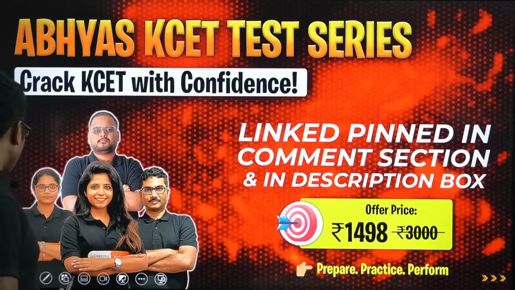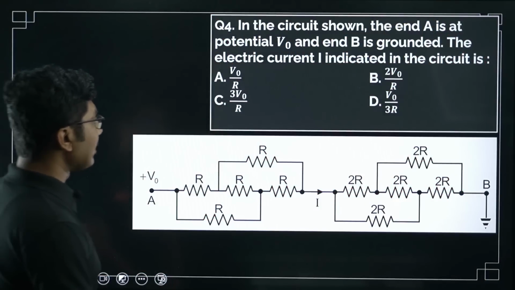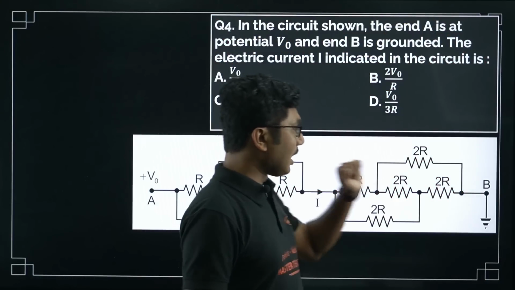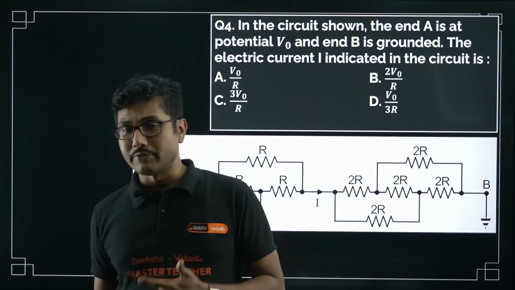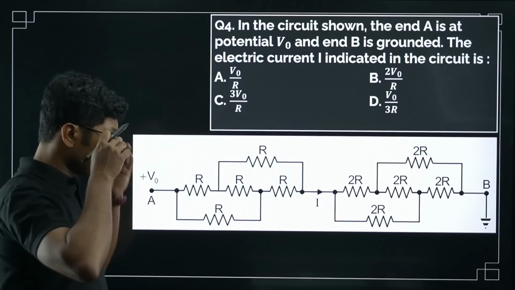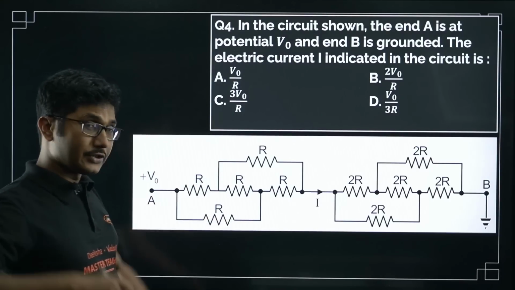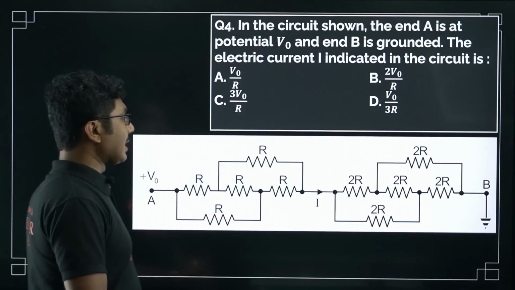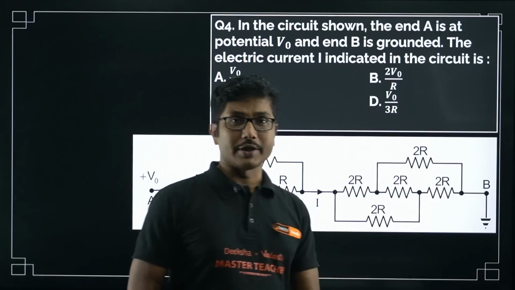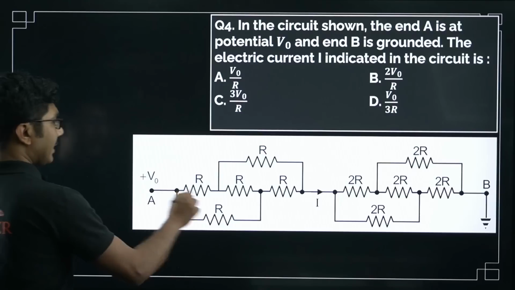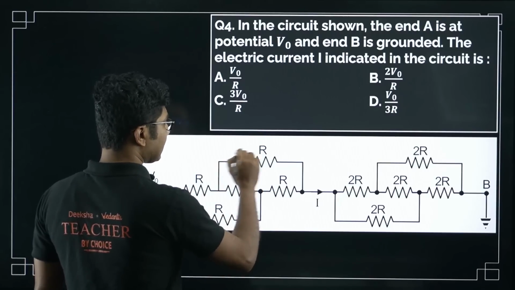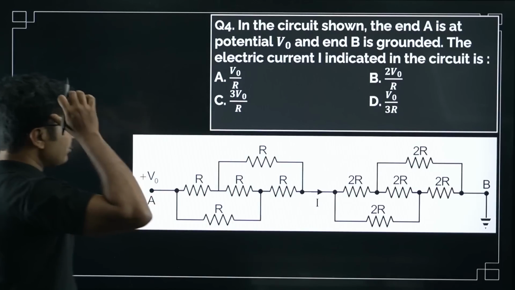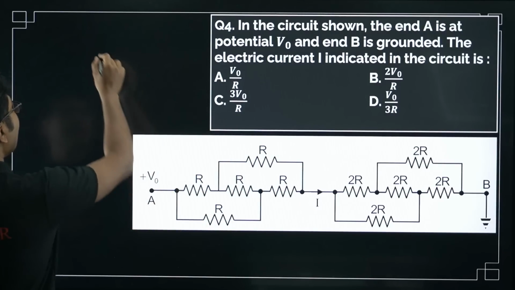Now let's move on to the next question. So this is a very common type of question. I think I took this question from the 2024 paper, but this type of question also came in the past as well. So as soon as you see this kind of structure, one resistor, then one resistor connected like that, another resistor connected like that, you should know that this is nothing but a Wheatstone bridge.